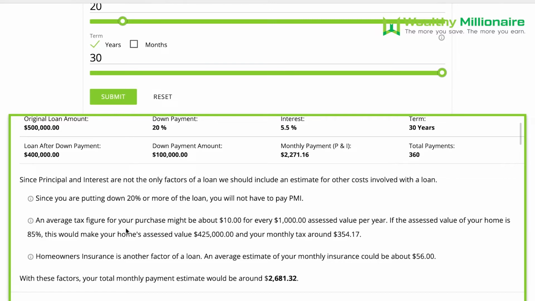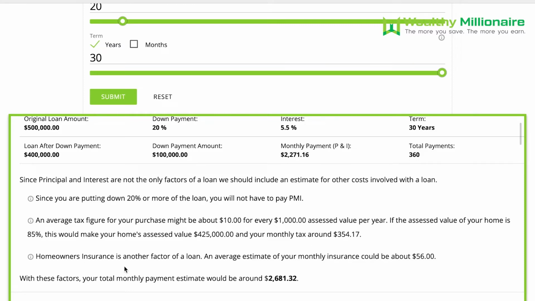An average tax figure for your purchase will be about $10 for every $1,000 assessed per year. If the assessed value of your home is 85%, this will make your home's assessed value $425,000 and your monthly tax around $354.